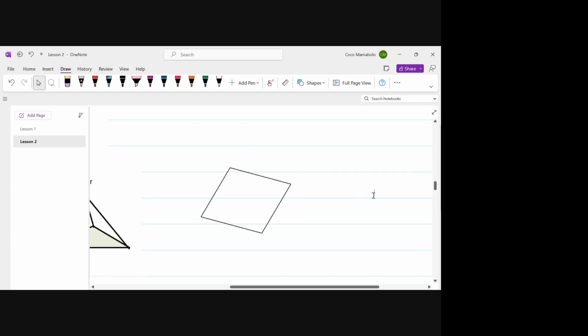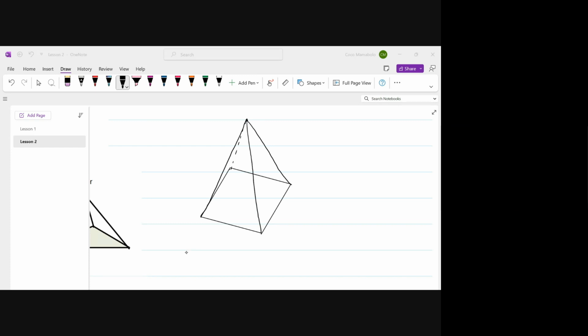Okay, there we go. Square-based pyramid. There's my apex. I'm going to have to draw a line from my apex to each of the vertices of my bottom shape, of my square. That's what everything is going to look like.